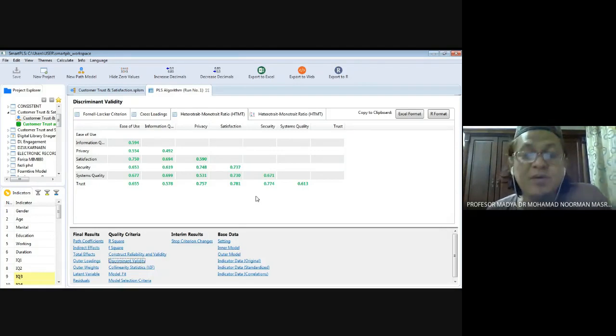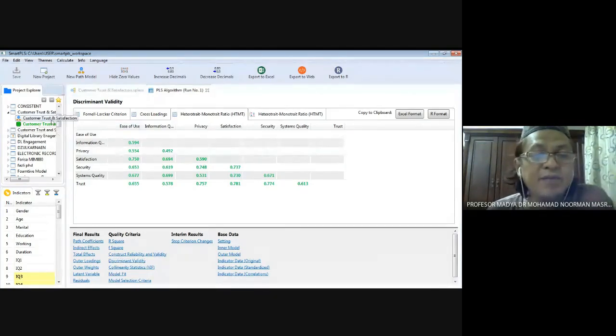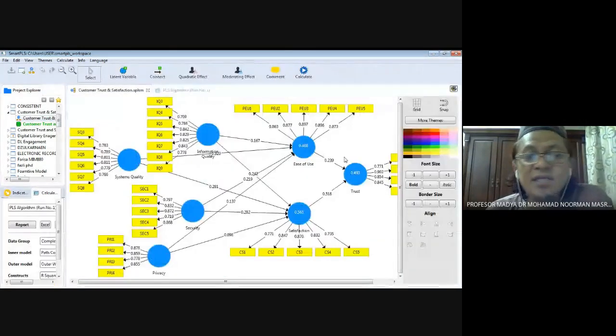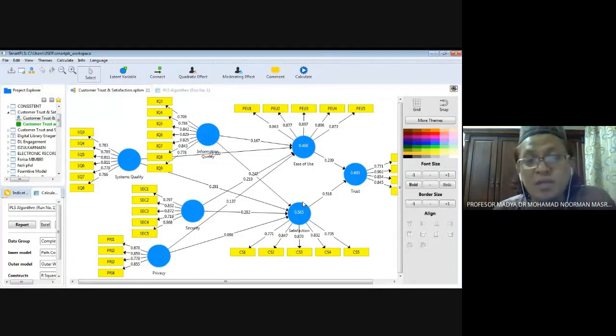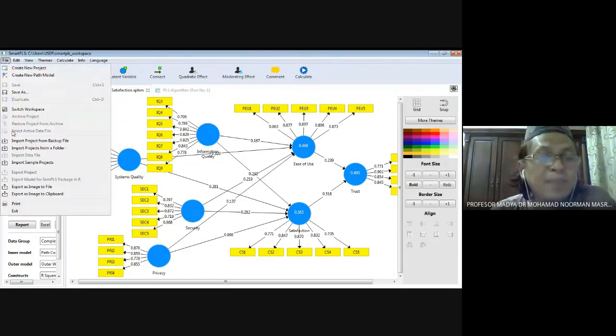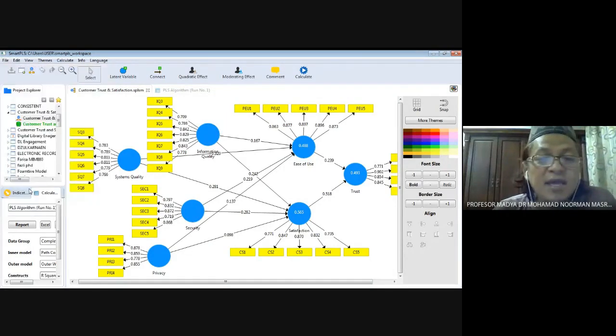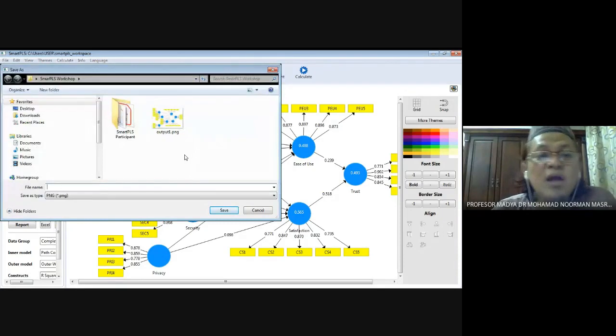Even this diagram which we have drawn, you can also copy and paste onto your Word. What you need to do is, on your menu bar, click File, and then click Export as image file. Then you can save it onto your file directory, and later retrieve it and paste it onto your Word file for reporting. All right, so this is the measurement model.